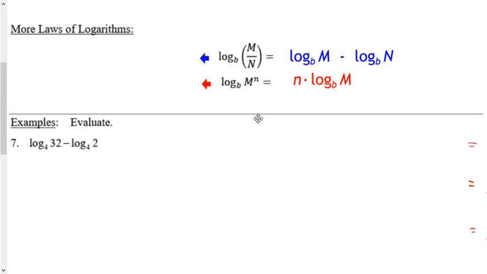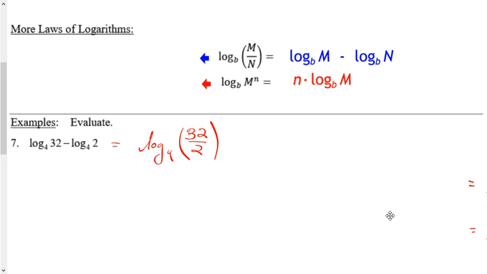So here I have log base 4 of 32 minus log base 4 of 2. Now, writing 32 as a power base 4 isn't easy, nor is it easy to write 2 as a power base 4. It can be done, but instead we can use this logarithm law up here that we have in blue and say, oh, since I'm subtracting these two logarithms, I can rewrite it as the logarithm of a quotient. So I can rewrite this as the log base 4 of 32 divided by 2.